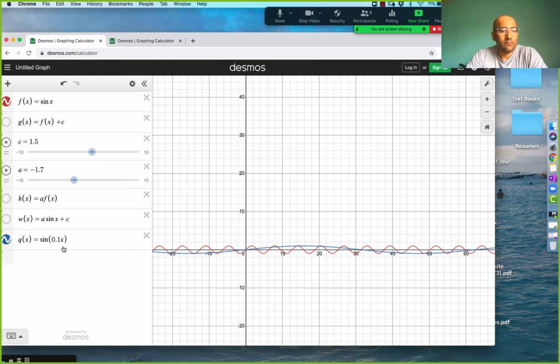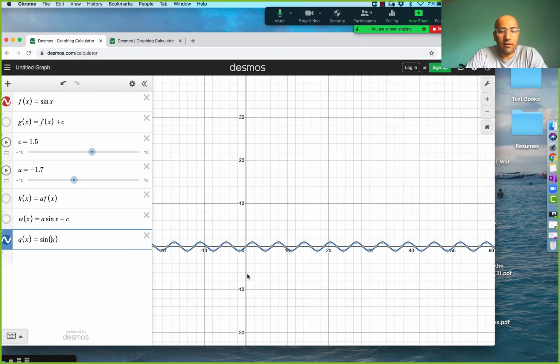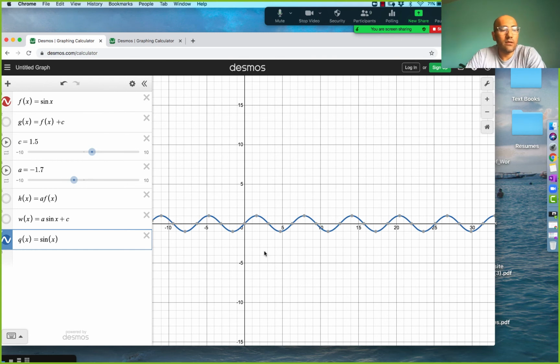Good? Questions? And then, of course, what happens when we multiply the argument of the function by a -1? That becomes a reflection about the y-axis, right? We learned that before. So if we take the regular sine function and we multiply the argument by a -1, it's a reflection about the y-axis.